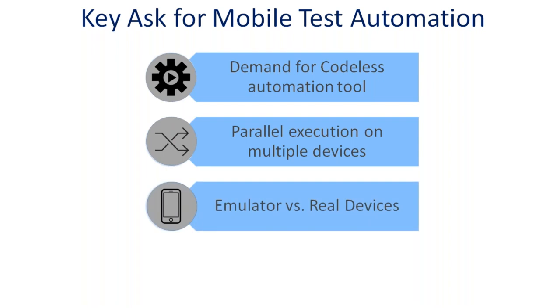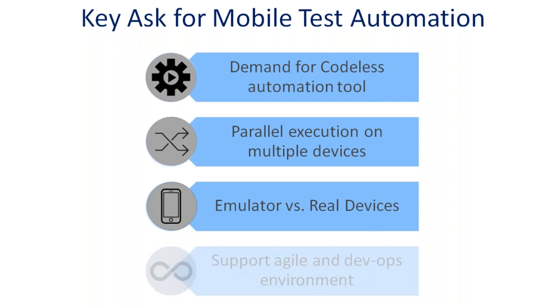Of course, emulators versus real devices. Even today, the market is confused. People are still asking, shall we go ahead with emulators or real devices? While developing the application, one can still use emulators to see how your basic functionalities are working, whether it is rendering properly or not. But when it comes to real testing, it is always advisable to use real devices, because the application used by the users will be on real devices. And there are a lot of factors which can be observed only on real devices. The last one is support for agile and DevOps environment.